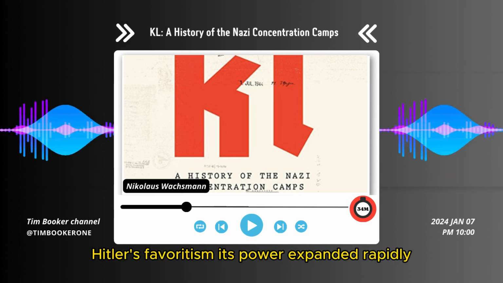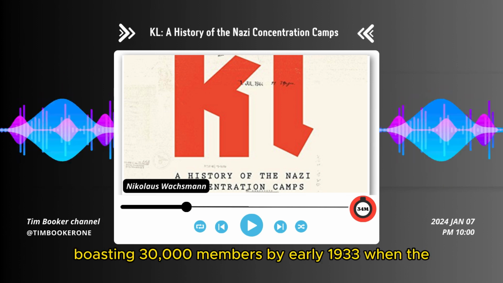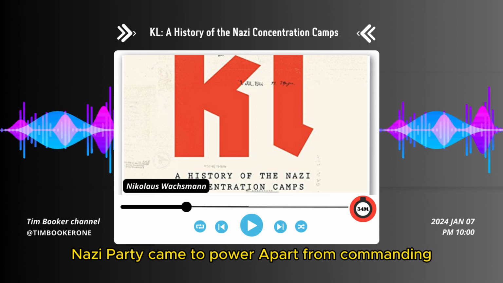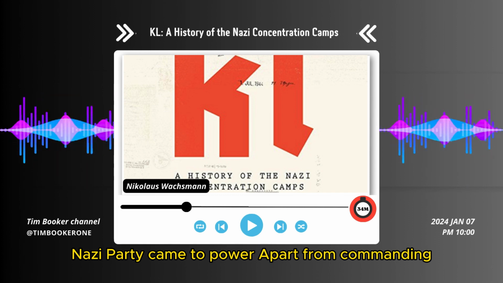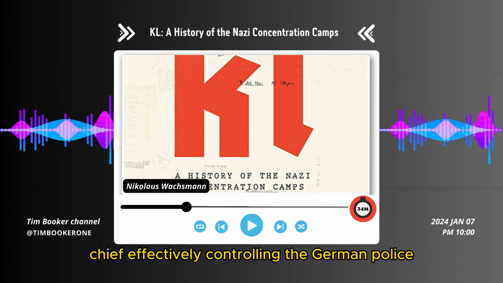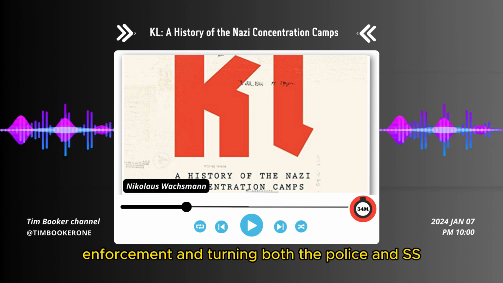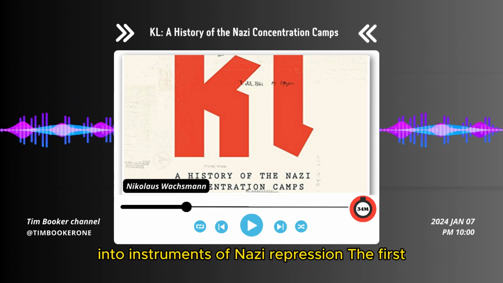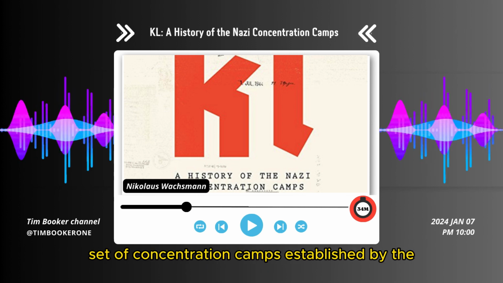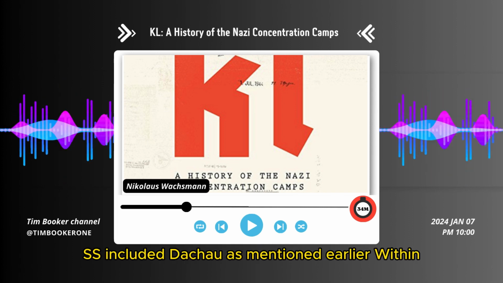Due to Hitler's favoritism, its power expanded rapidly, boasting 30,000 members by early 1933 when the Nazi Party came to power. Apart from commanding the SS, Himmler also became the Bavarian police chief, effectively controlling the German police enforcement and turning both the police and SS into instruments of Nazi repression. The first set of concentration camps established by the SS included Dachau, as mentioned earlier.